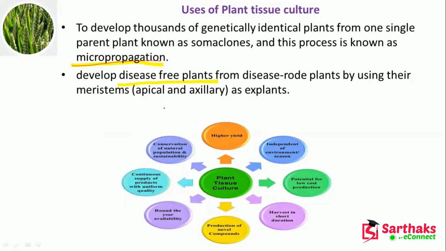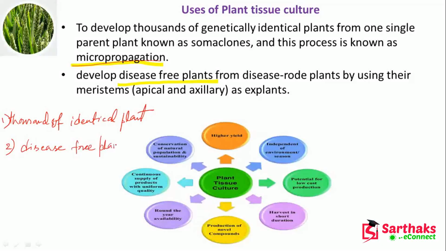So what we have studied first is that we can get thousands of identical plants like the parent plant. Another very important point, the second point, is that we require disease-free plants. Disease-free plants.